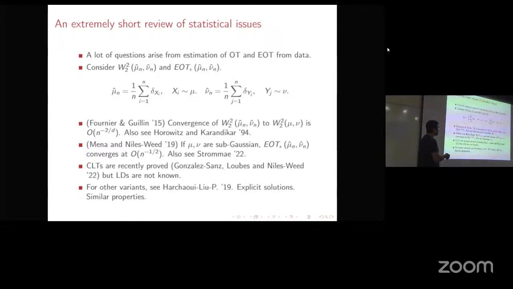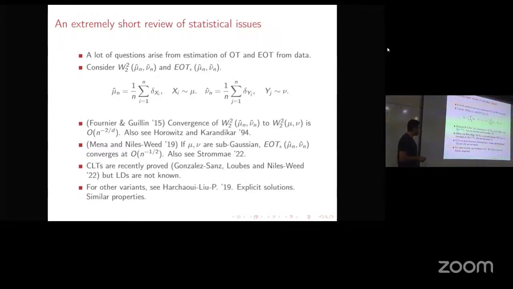But as Fournier and Guillin show, the convergence is painfully slow, n to the power minus 2 over d, where d is the dimension of the data. So now imagine that you have 30-dimensional data. That is basically saying it's of order n to the power minus 1 over 15, which is really not good at all, to say the least. I want to mention also work by Horowitz and Karandikar, who also did some preliminary work on this way back in 1994.